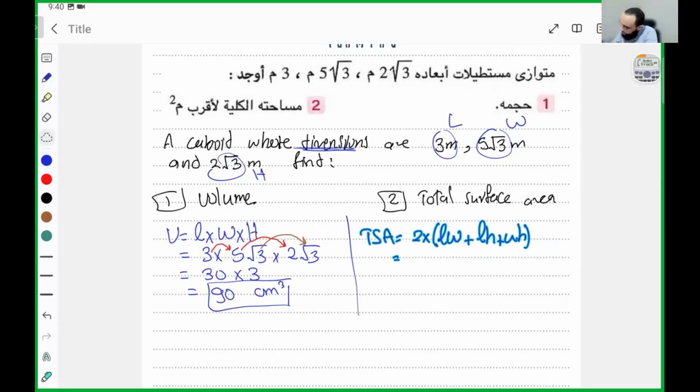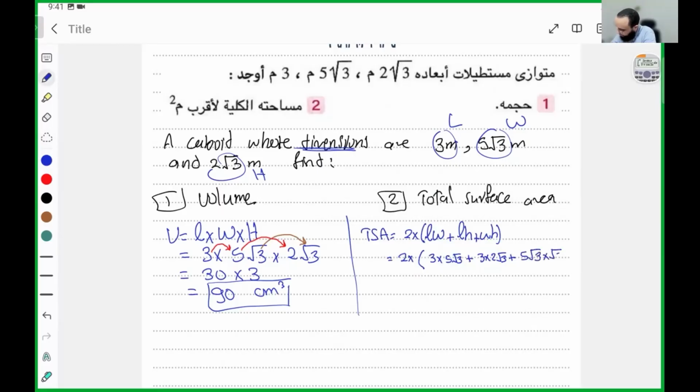Okay? 2 times length times width. 3 times 5 root 3, plus 3 times 2 root 3, plus 5 root 3 times 2 root 3. Excellent. 2 root 3. So this is 15 root 3. This is 6 root 3. And this one, be focused.